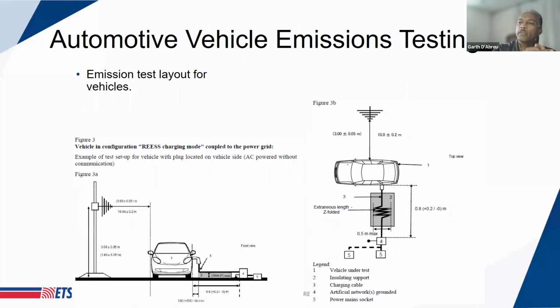Now, an amendment that covered the electric vehicles looked at what's called a REESS or charging mode setup, where you're still looking at emissions from the device under test during charging. The setup remains exactly the same, measurements done at 3 meters or 10 meters from the antenna with fixed antenna height, as is described in CISPR 12.